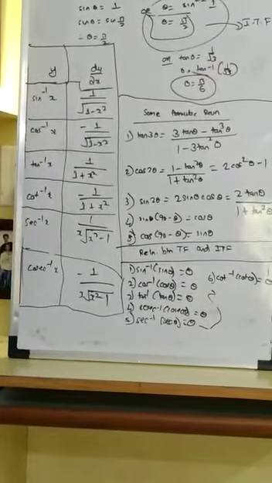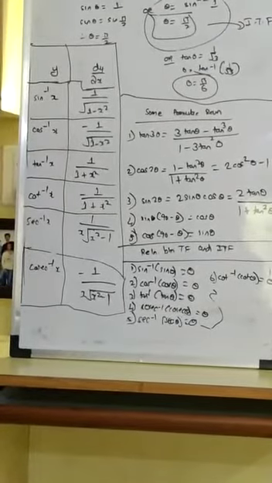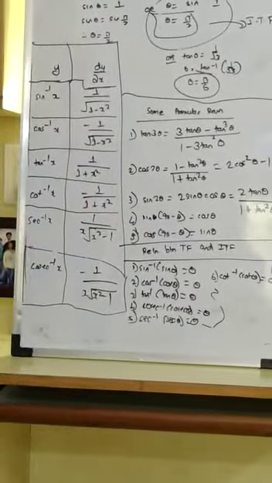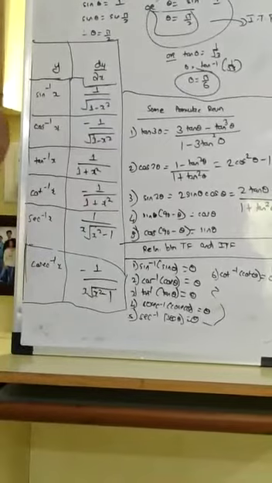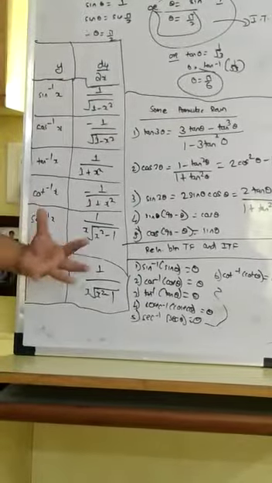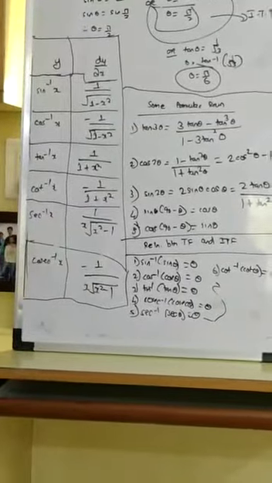If derivative of sec x is sec x tan x, derivative of sec inverse x is 1 upon x root of x square minus 1. If derivative of cosec x is minus cosec x cot x, derivative of cosec inverse x is negative 1 by x root of x square minus 1.